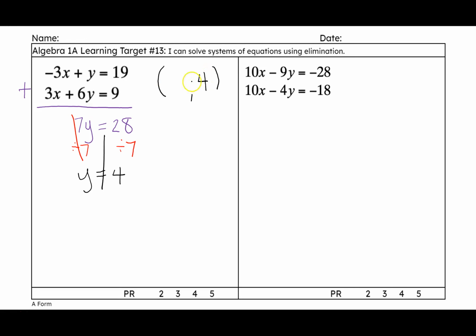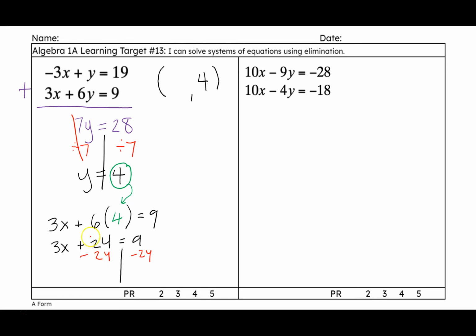All right, and I know what y is. Y is 4, so I'm going to put that in for y right here. 3 times x plus 6 times y equals 9, and that y that I found previously, I'm going to put in for y right here, 4. All right, let's clean this up. Now I just have x's so I can solve. This is going to be 3 times x plus 6 times 4 is 24, and that equals 9. Let's get rid of that constant of 24. I'm going to subtract 24.